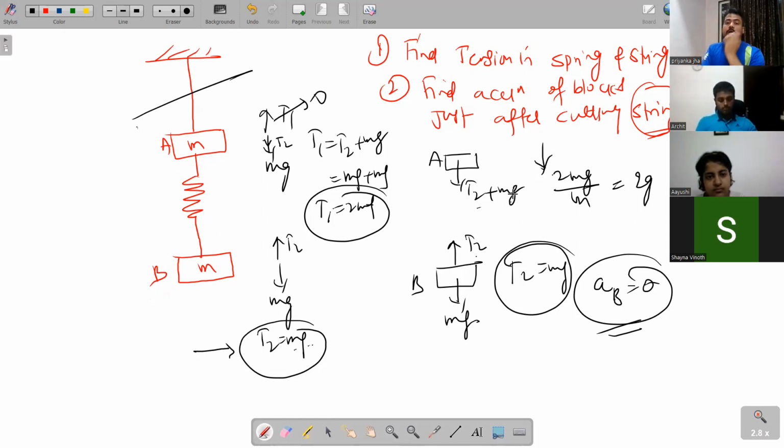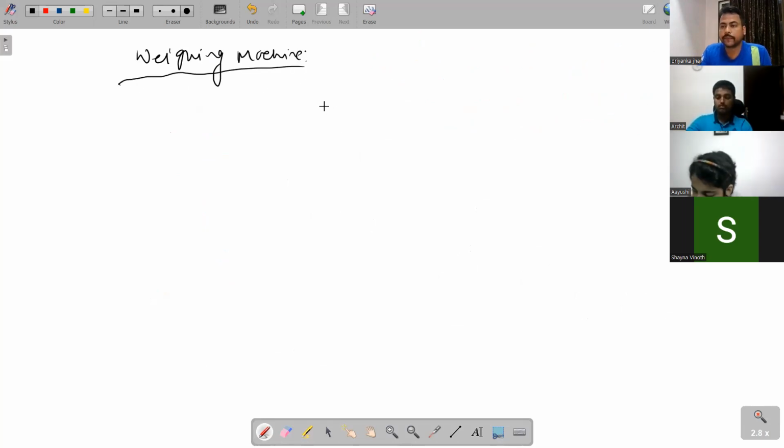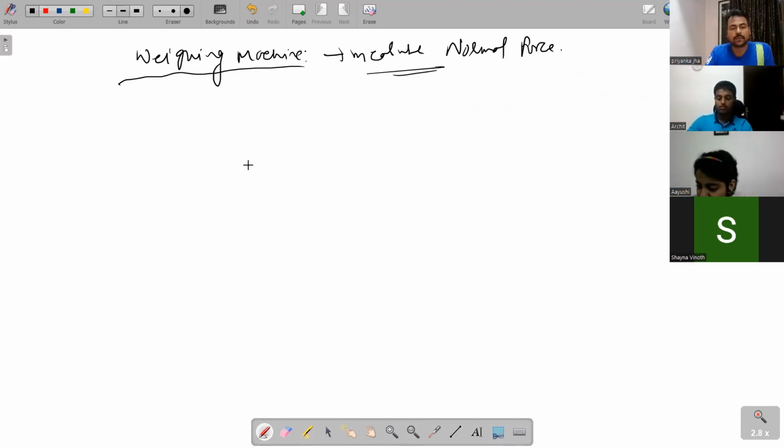Noted, everyone? Okay, now next topic, weighing machine. See, a weighing machine measures normal force. We generally call it weight, that is mg. Suppose this is the weighing machine kept at a railway station. You stand over here on this.